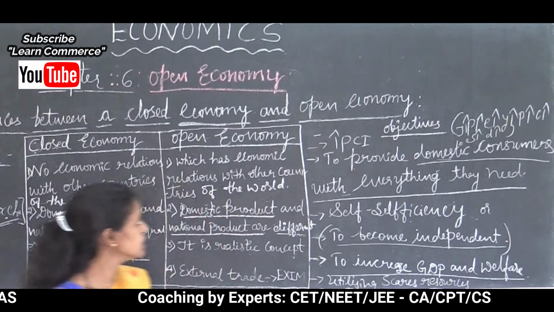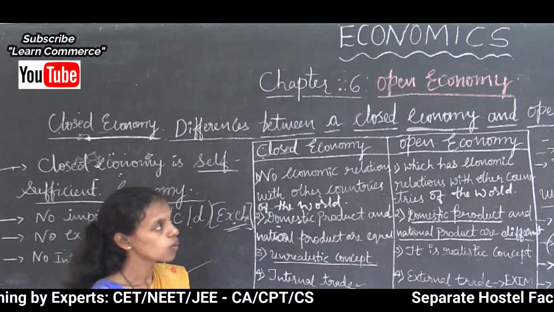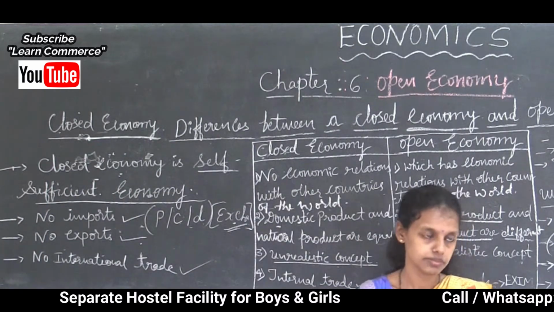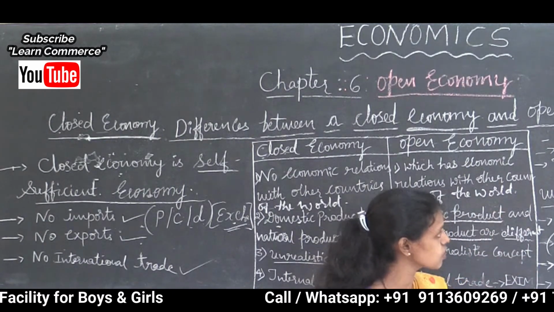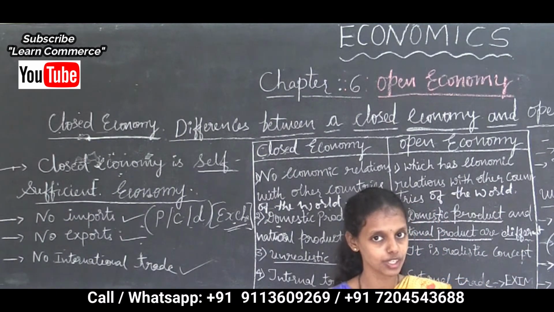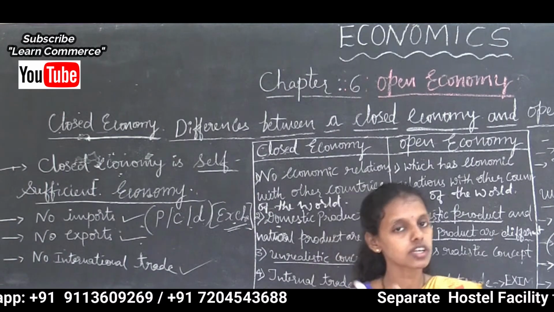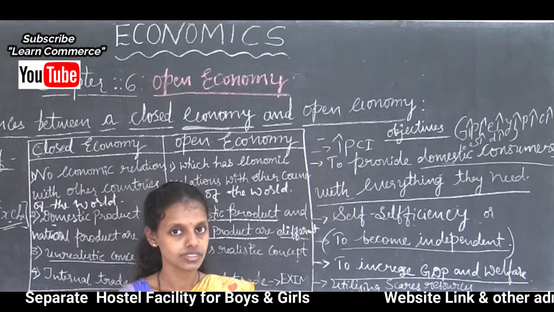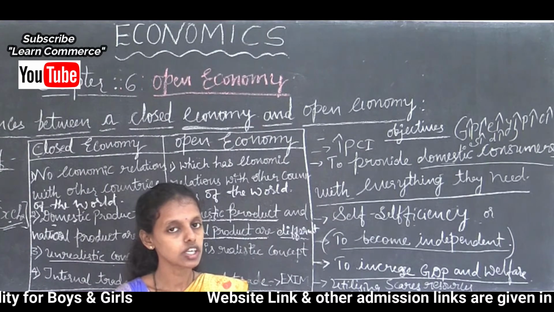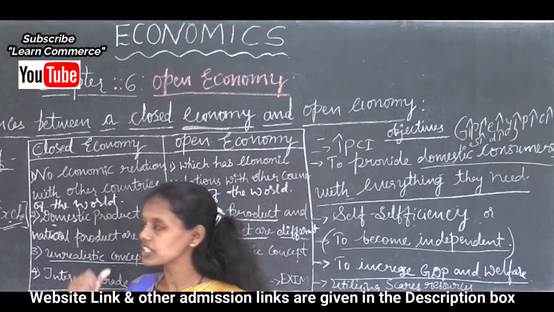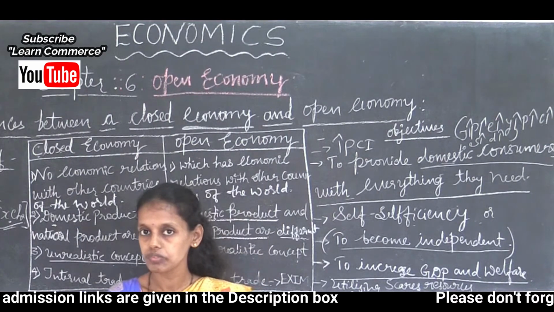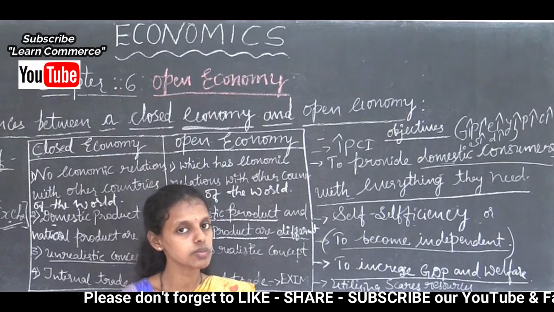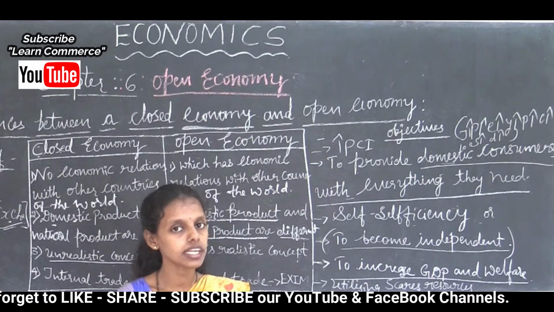So this is about the differences between closed economy and open economy. Next we should see the main objectives of open economy. By seeing these objectives, you will come to know them. The main objective of open economy is the welfare of the countries of the world as a whole. Increasing external trade is the main aim of the open economy. Building international relationships through exports and imports is the main aim.